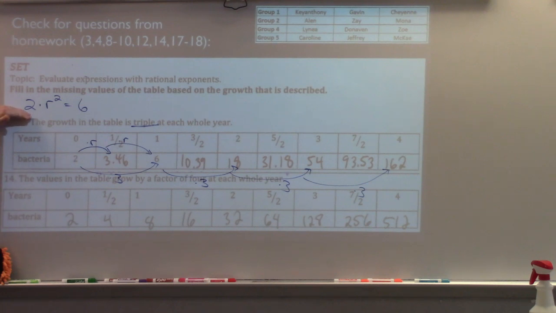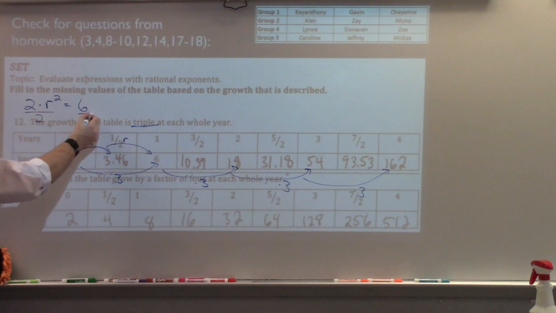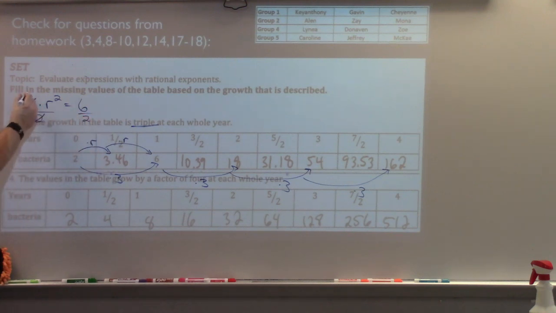I'm starting at 2 bacteria, and then I need to recognize I'm multiplying by that common ratio 2 times to get up to that 6. Now that I have an equation, what can I do? Divide by 2. Okay, so solve it, dividing by 2. What is 2 divided by 2? 1. And so r squared is equal to 3, and that makes sense. To go from 2 to 6, I had to multiply by 3, right?